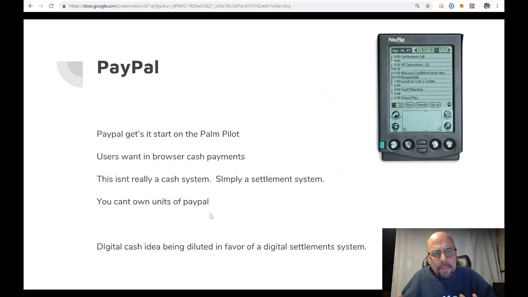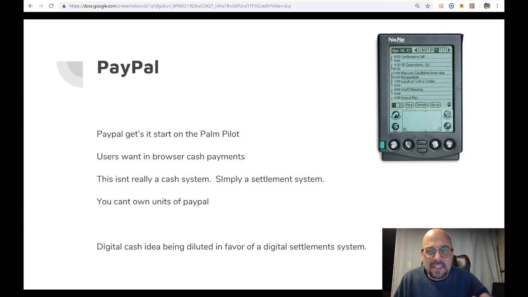So PayPal gets its start, and I don't actually remember exactly when PayPal hit the market. I think it was in the late 90s. I don't have a note here for that, but I could look that up for you guys in the next video. Anyway, one of the things we find out with PayPal is it was first used on Palm Pilots. If you don't remember what a Palm Pilot was, it was a device that we would carry around that we couldn't really make phone calls on, but it would allow us to keep our calendar and our emails and some things like that, and allow us to do some quick communication through it.